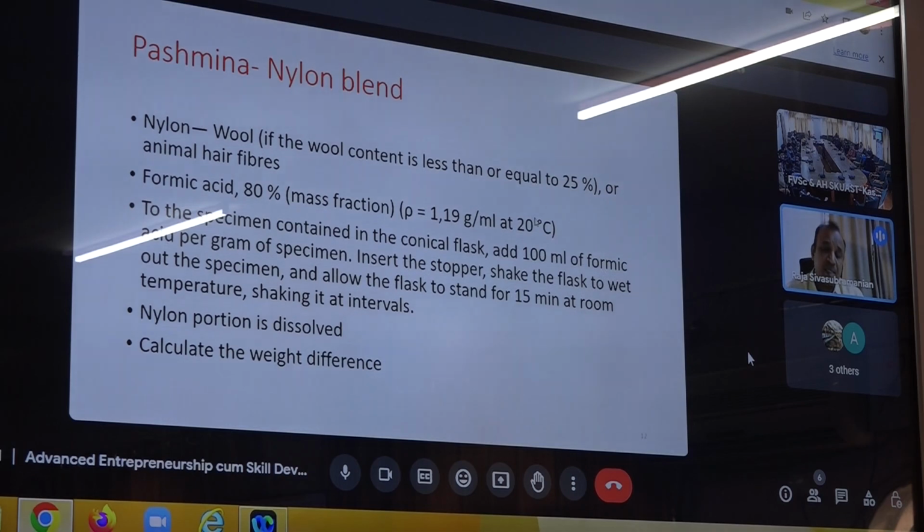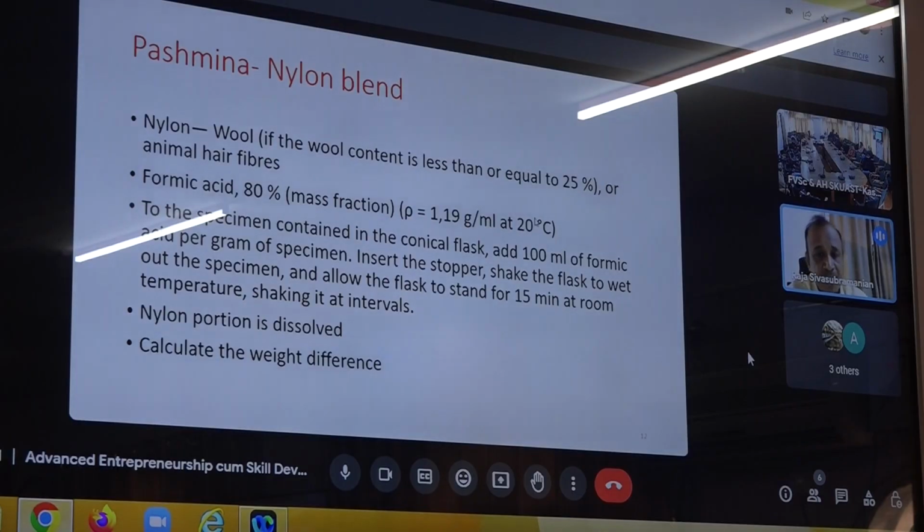The next method, as I told, is where we keep the Pashmina as such and dissolve the other, minor blend. Suppose nylon is there, or polyester is there. For that, these are the methods. Suppose Pashmina is blended with nylon, and the wool content is less. If we treat that fabric with 80% formic acid, the nylon will be dissolved and the Pashmina will not dissolve. And the procedure is the same.